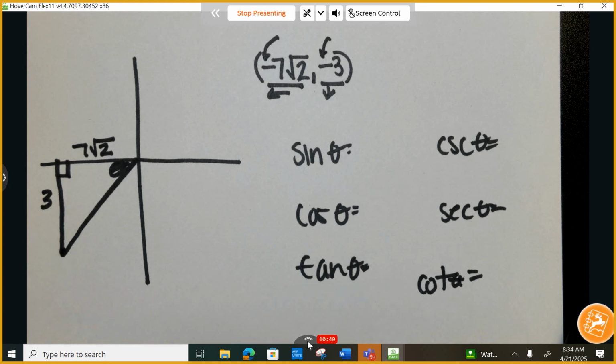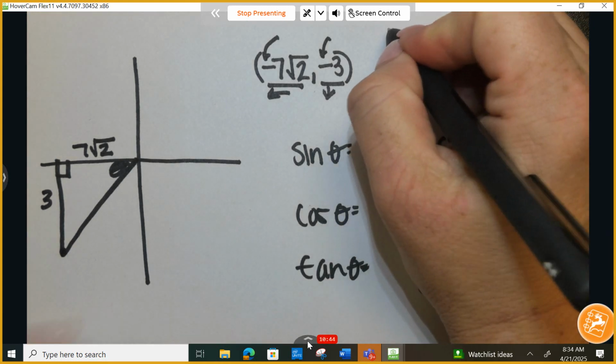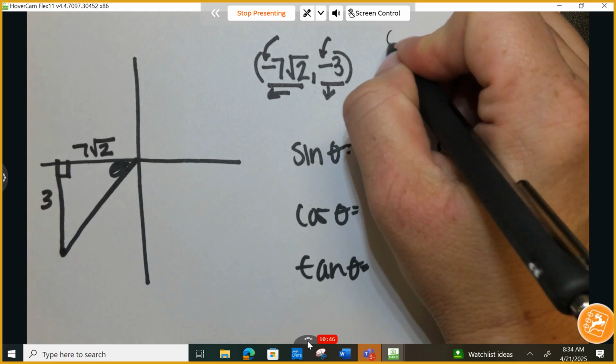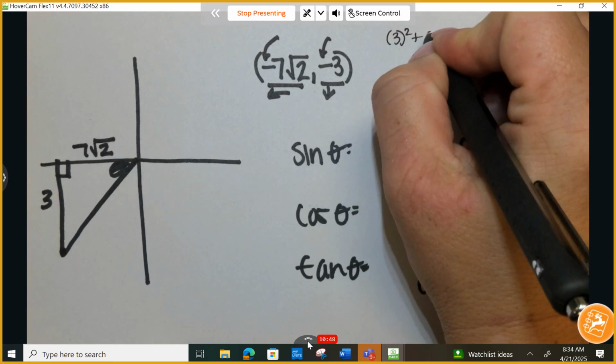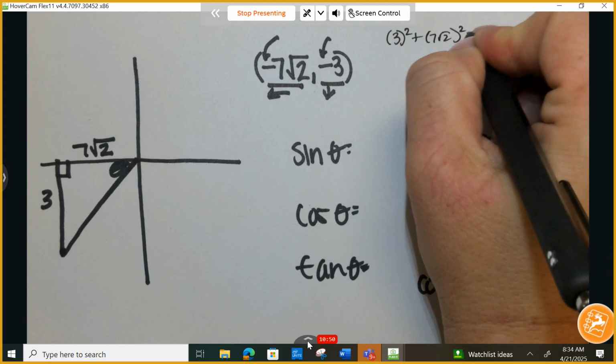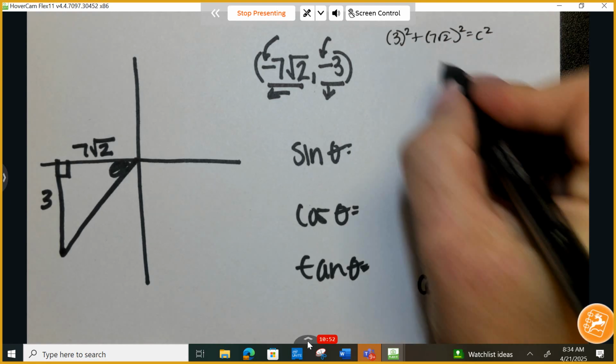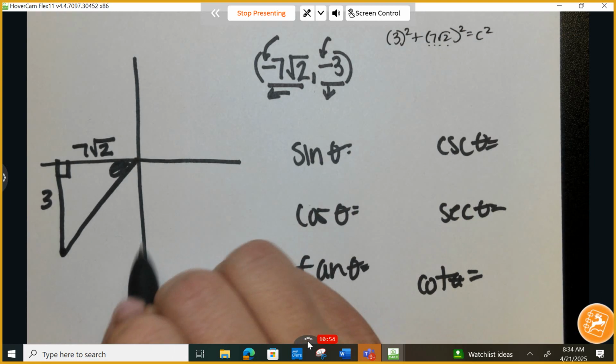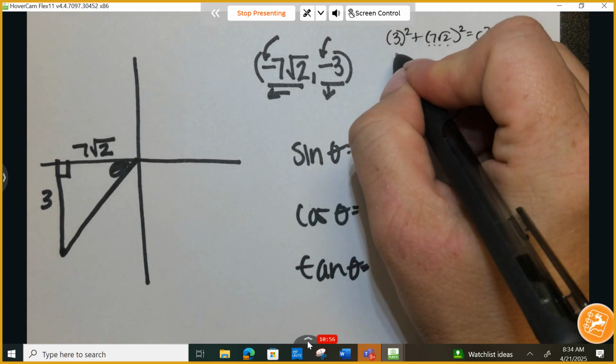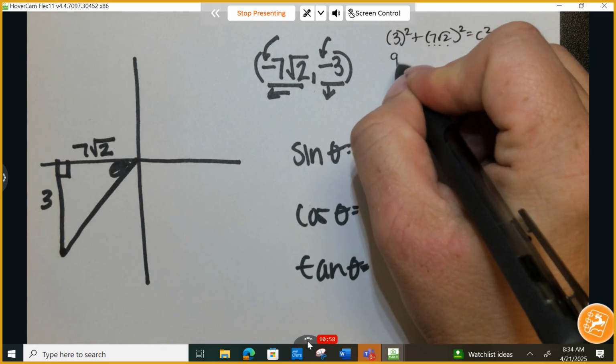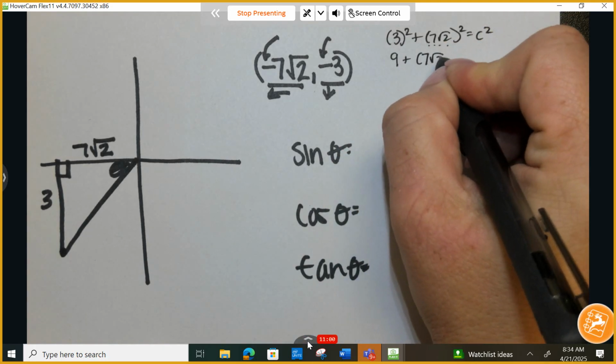Now, how do I figure out the hypotenuse, or the longest side? I'm going to come up here and I'm going to say, and it doesn't matter which one is A and which one is B, A squared plus B squared equals C squared. And as I shared with you in the last problem, I suggest anytime you have a square root inside that you're going to write it twice. I know 3 squared is 9. I'm going to write this down twice.